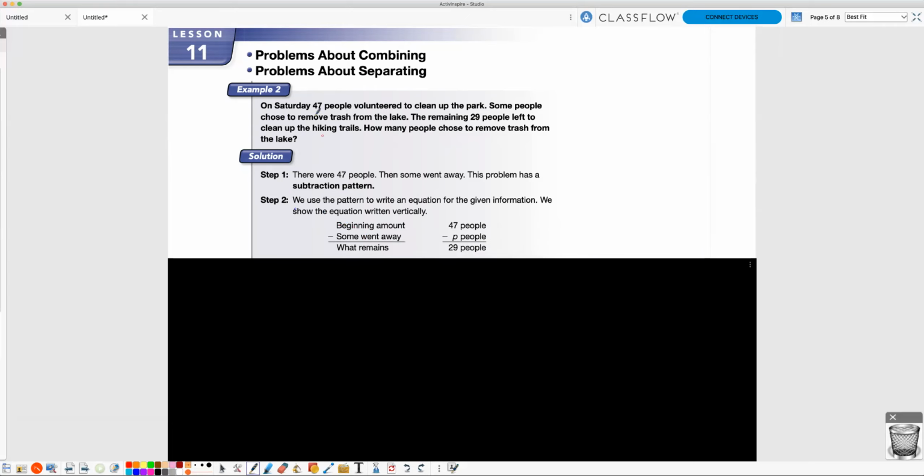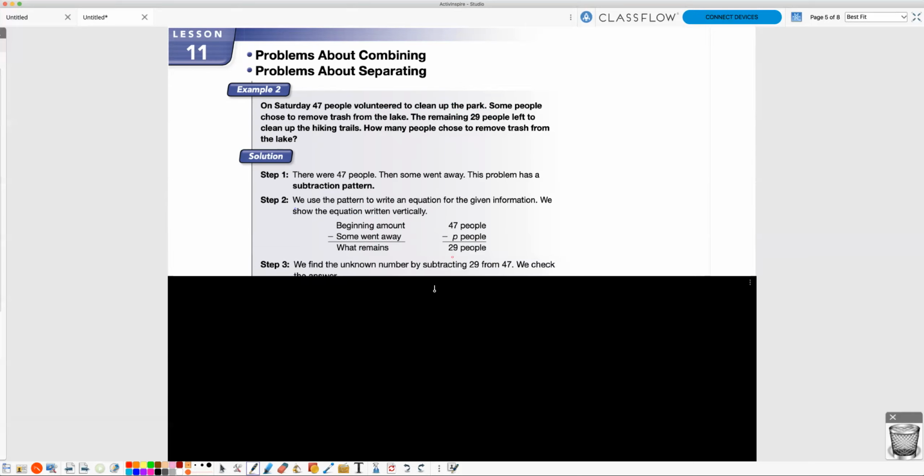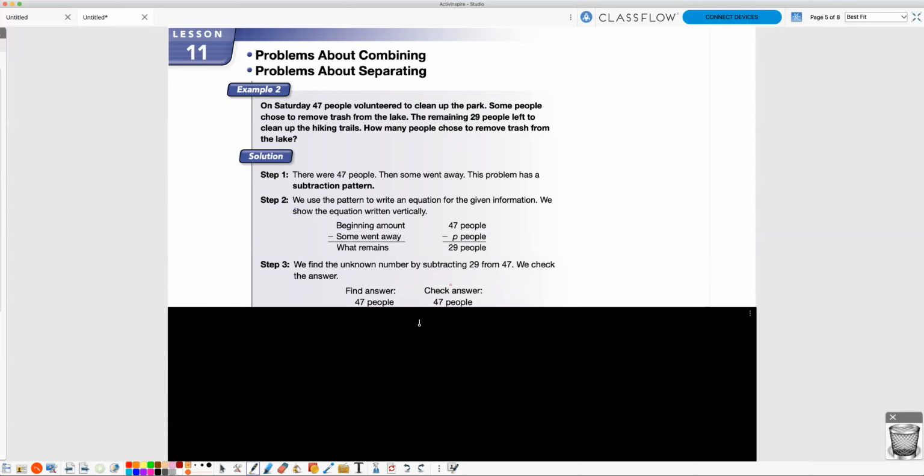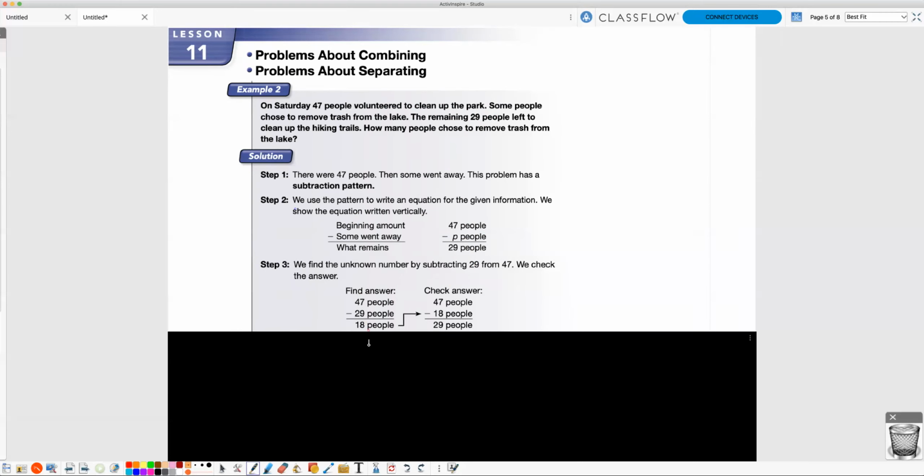You have a beginning amount, 47 people. Some went away. We don't know. It says the remaining people were 29. We don't know how many people actually went away, but we do know at the end of those people leaving, there were 29 remaining. So now you can figure that out. Find the unknown number by subtracting 29 from 47 and checking the answer. If you take 47 minus 29, you get 18 people. To double check your answer, you take 47 minus 18 and you get 29 people.